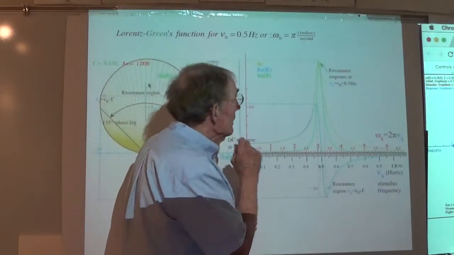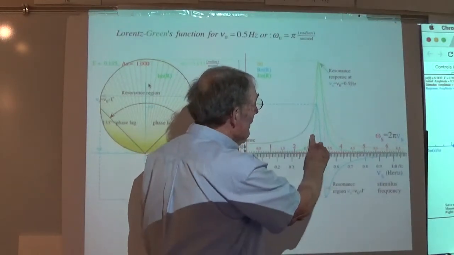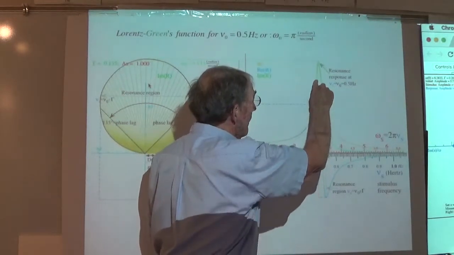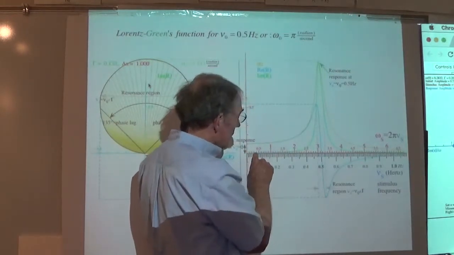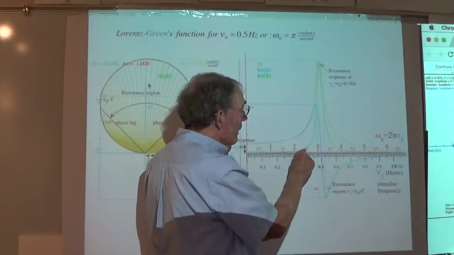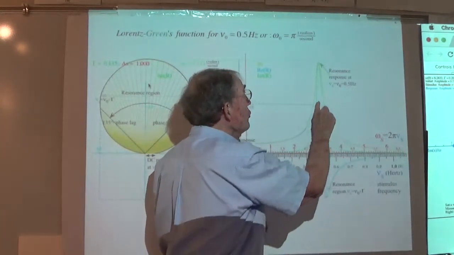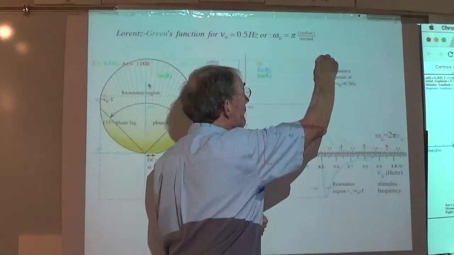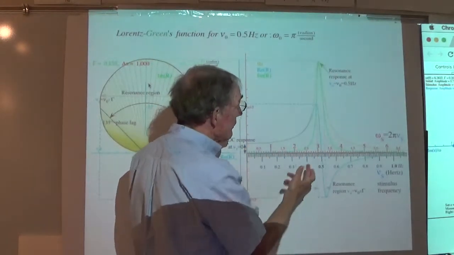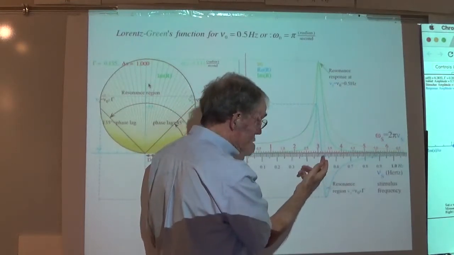I've used the color green for this imaginary part, which starts out essentially zero, and then very slowly, as we get close to resonance, rises, and then it just takes off, shoom, all the way up to there. And it gets there exactly at, in this case, half a hertz.